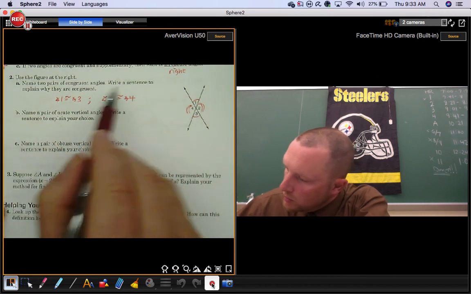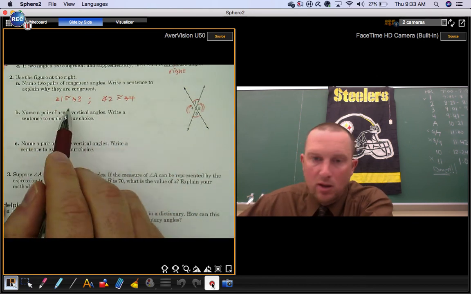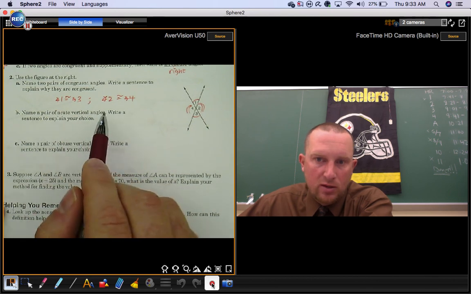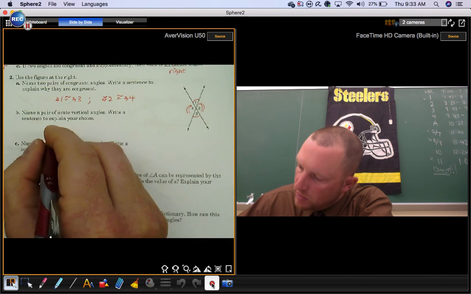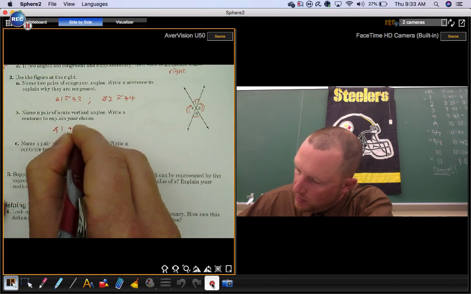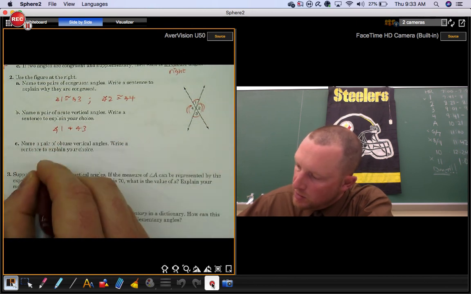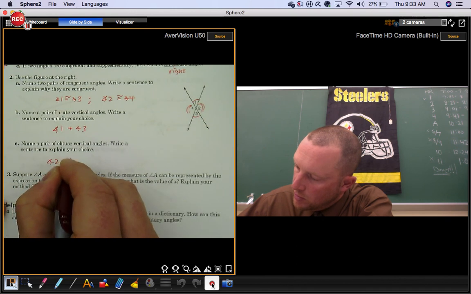So, write a sentence to explain why they're congruent. They're vertical. That's what you would write. These are vertical angle pairs. Name a pair of acute vertical angles. Now, that's angle 1 and angle 3. Your obtuse ones are angle 2 and angle 4.